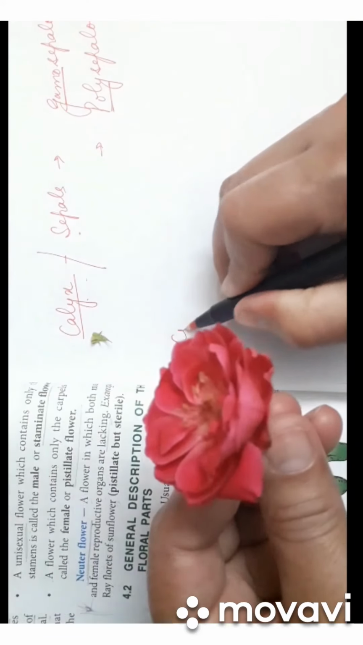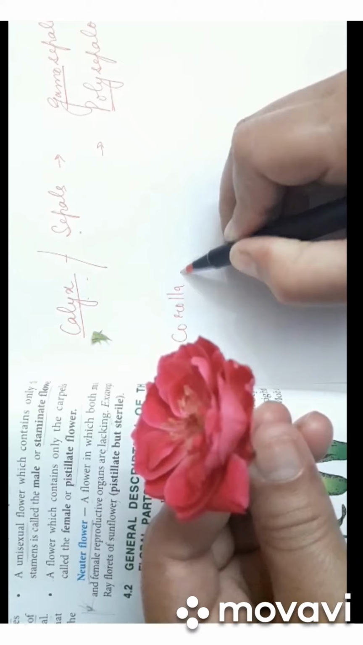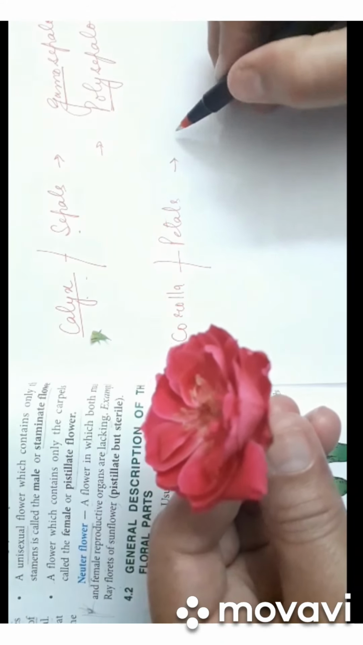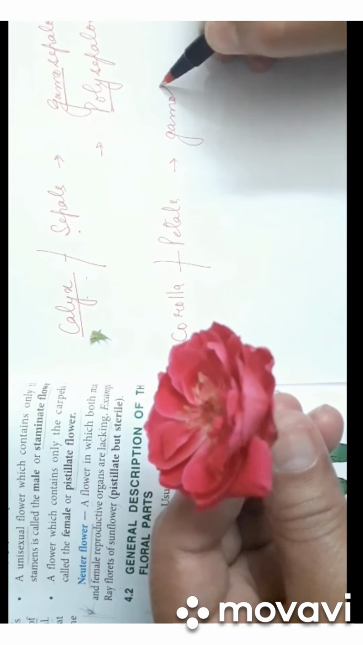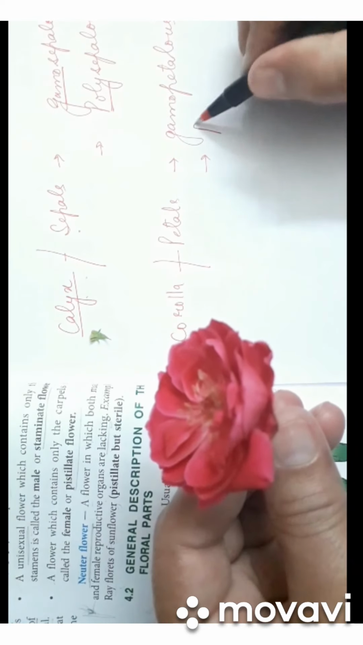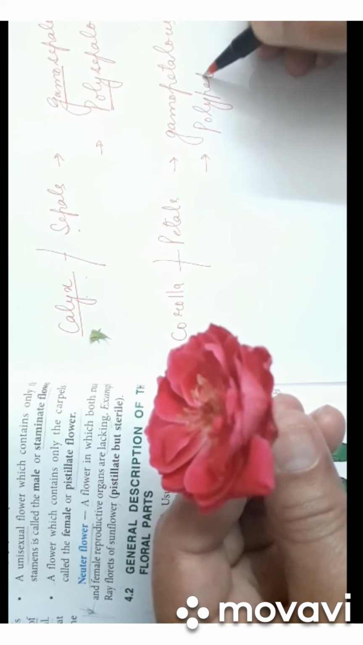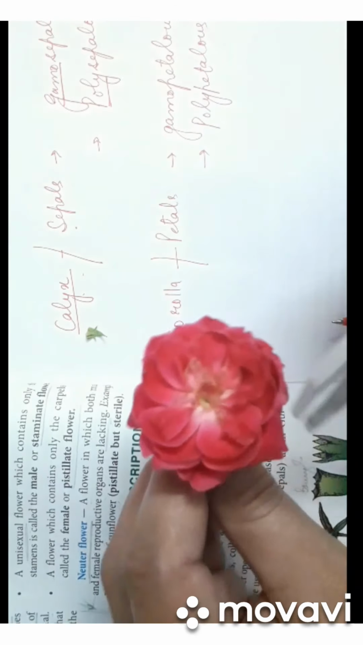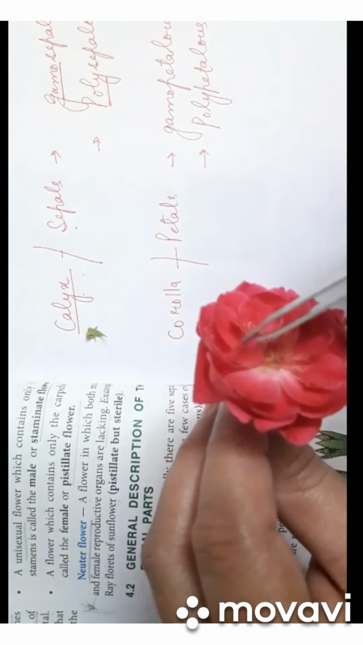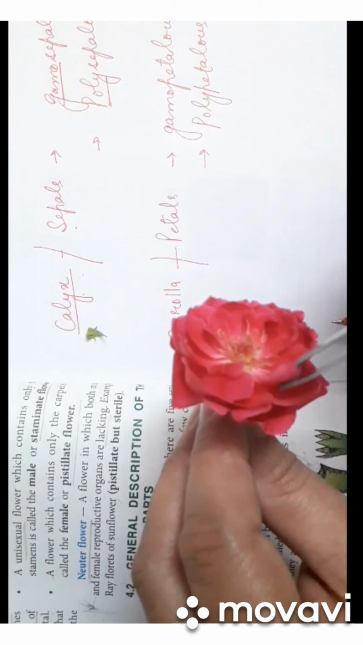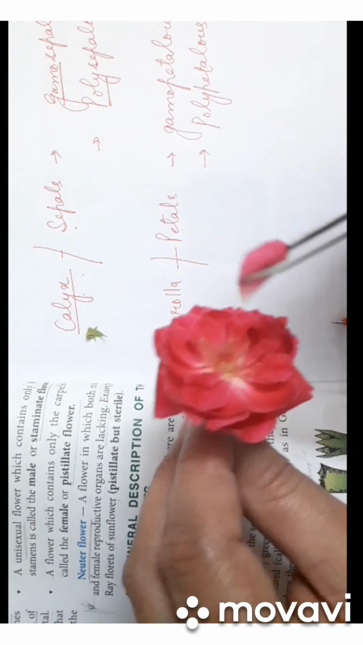Okay. The same terms we will use for corolla. For corolla or petals, we will again use the same terms. It means corolla can be gamopetalous. Gamopetalous means the corolla is fused, or it can be polypetalous. Polypetalous means the corolla is free. For example, in rose the corolla is free. All these petals are free. This is one petal, so many petals. It is polypetalous and all these petals are free.